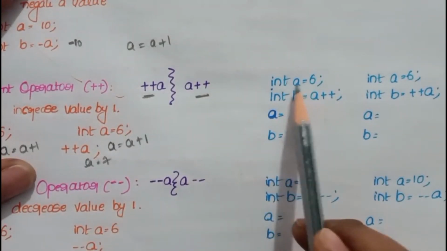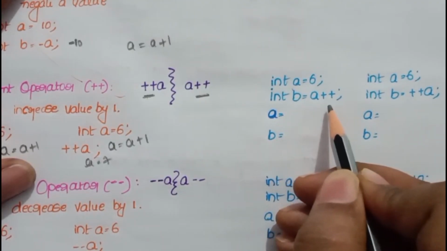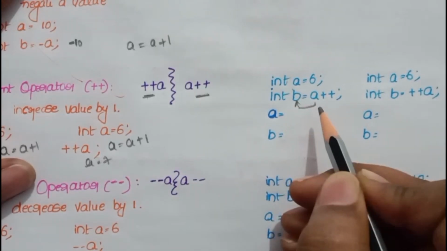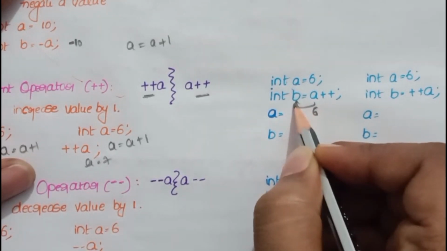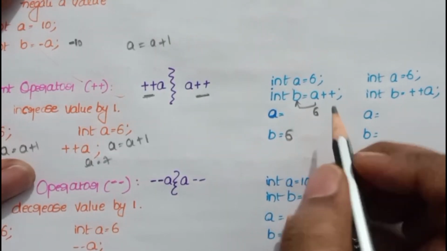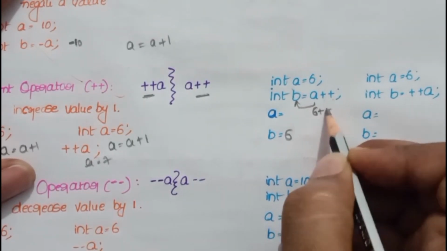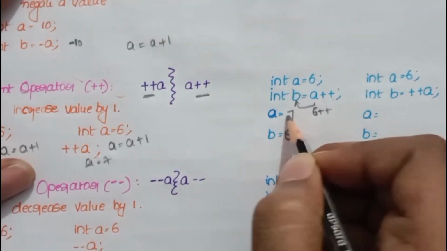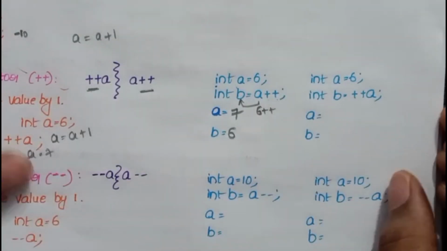Here we are storing 6 in variable a. If we write b equals to a plus plus, of course assignment operator assigns right hand side value to the left hand side variable. What is the value of a? 6. First 6 gets stored in variable b. So variable b got 6 assigned to it, and then we are plus plus incrementing the value of a. a equals to a plus 1, meaning we are incrementing its value by 1. We are storing 7. Ultimately a stores 7 and b stores 6.